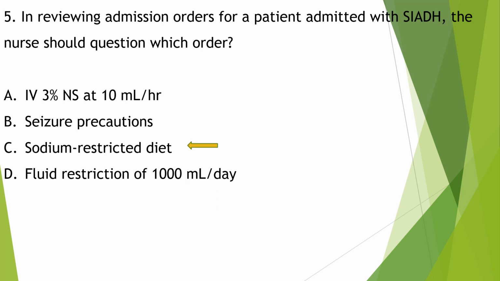The patient is usually placed on a fluid restriction. A 3% normal saline is a very hypertonic solution that should be administered via a central line and delivered by an infusion pump.